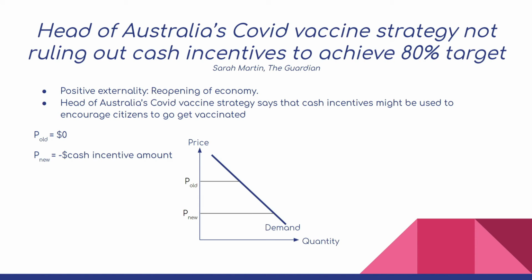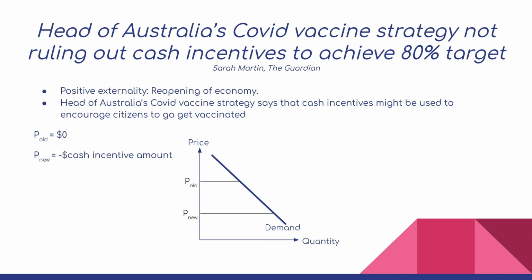The third article I have chosen to discuss is titled Head of Australia's COVID Vaccine Strategy Not Ruling Out Cash Incentives to Achieve 80% Target by Sarah Martin from The Guardian. What this article is saying is that Australia might use cash incentives to try to achieve the 80% vaccination target that was set beforehand. This is because while right now demand still outstrips supply, when reaching about 70 to 75% vaccination levels, it might be harder to encourage those citizens that are hesitant to come out and get vaccinated to reach the 80% target. Therefore, they might use a cash incentive to encourage these citizens.